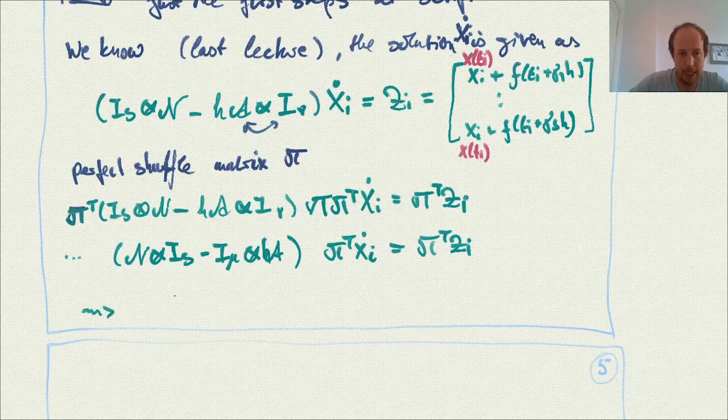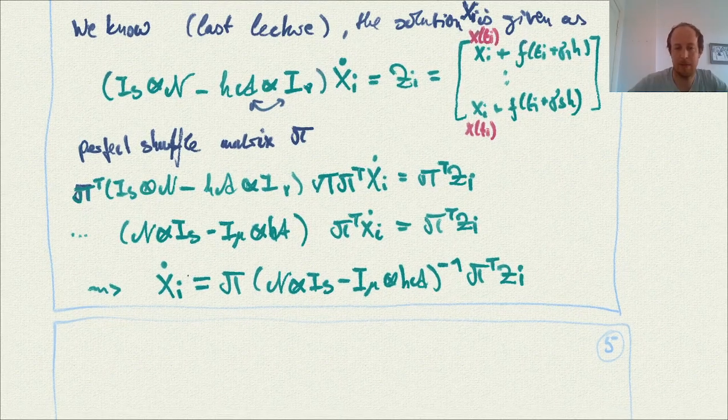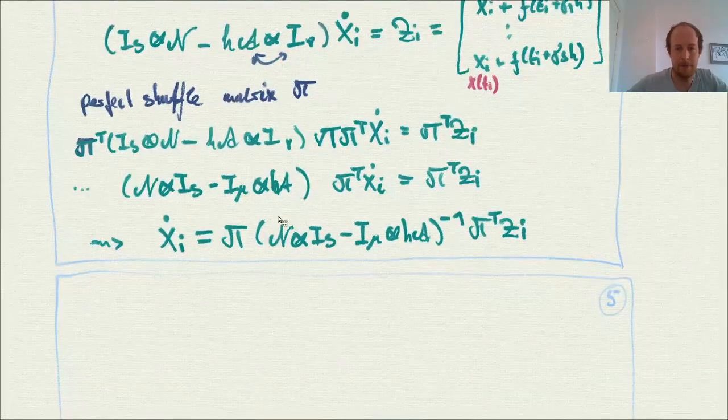So from here we get that the xi vector is basically, well, we have the Pi, then this matrix inverted and applied to here, Pi transpose Z_i. So this gives us the complete stage values with that.